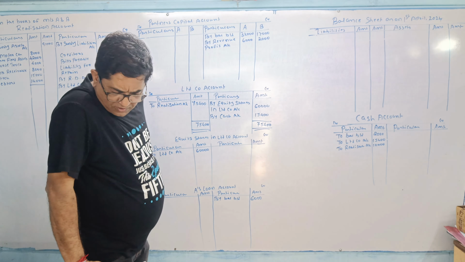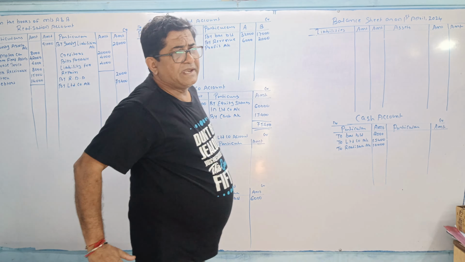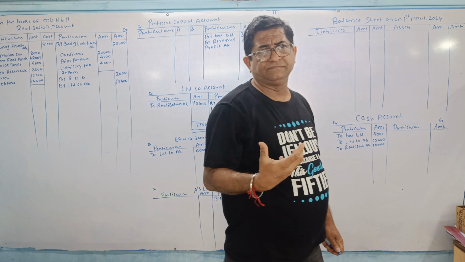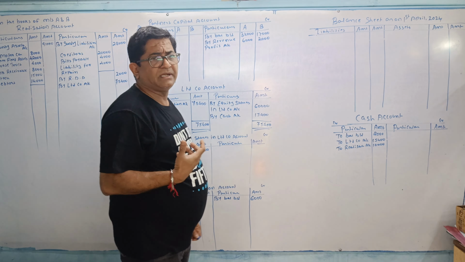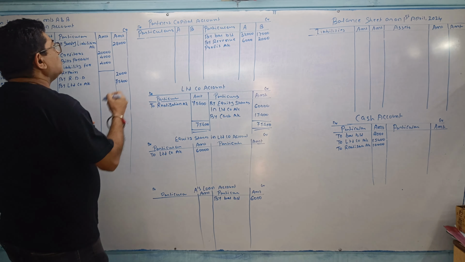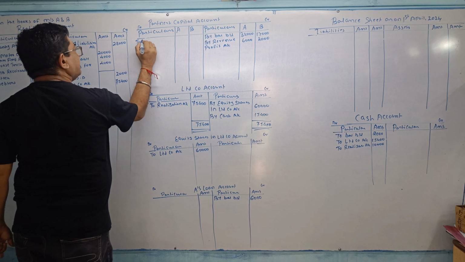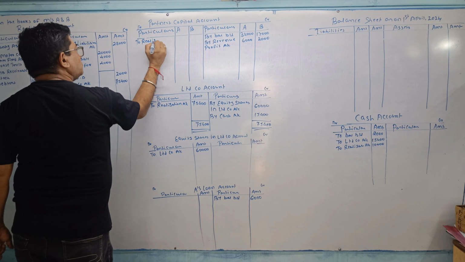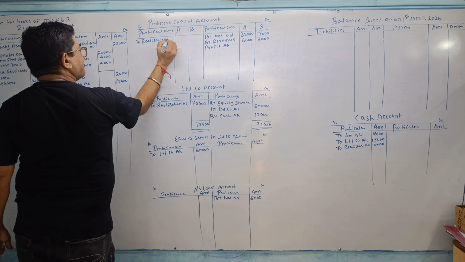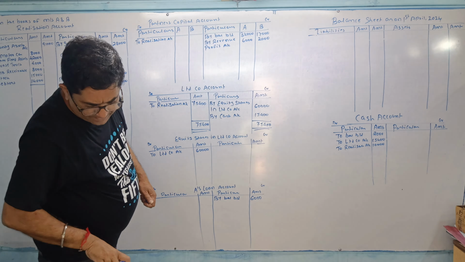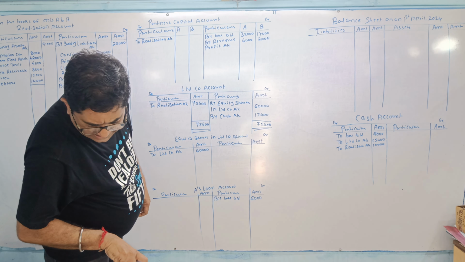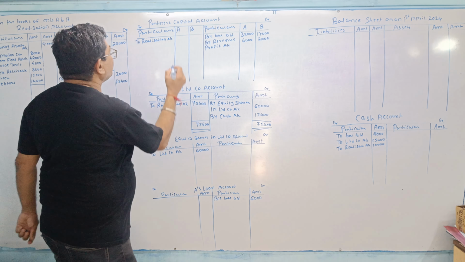Bills receivable were taken out by A for 7,000. When assets are taken out by a partner, the partner's capital account is debited to the realization account. Partner's capital account debit side to realization account. Now A ने ले लिया है bills receivable for 7,000.